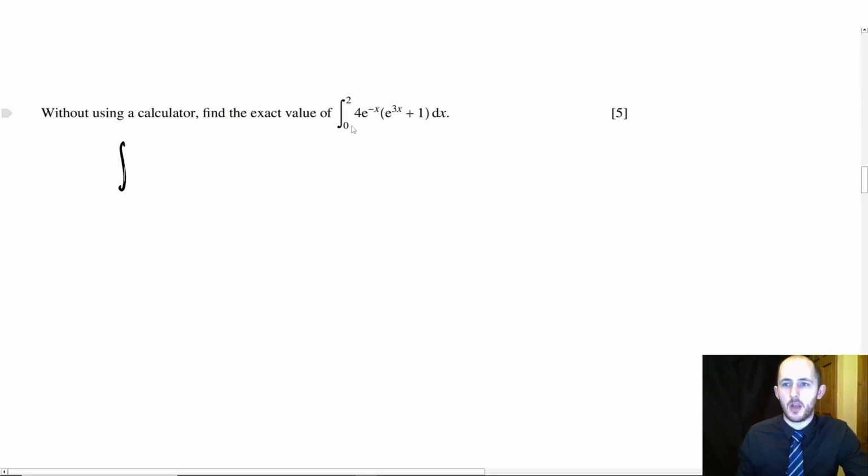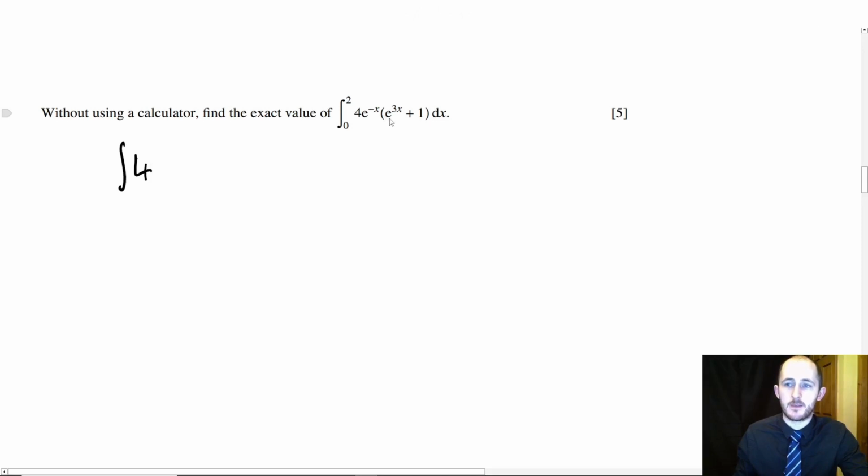So again, I can integrate products, which we're going to do a bit later on with another spec point, but it's preferred not to integrate products, okay? So instead, I'm just going to expand the brackets. So I'm going to have the 4, right? Of course, I could always pull that out as well. I could pull it out front of the integration sign.